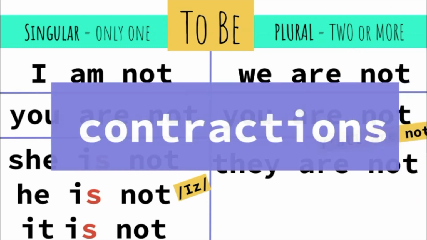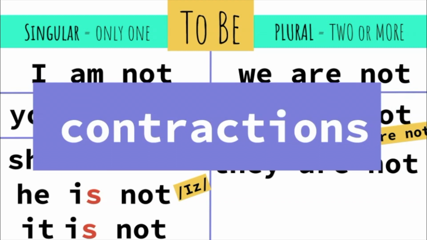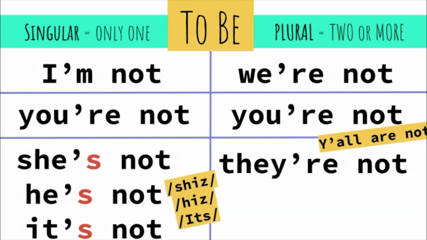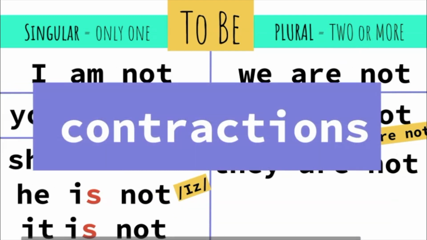Let's take a look at the negative to be with contractions. I'm not. You're not. She's not. He's not. It's not. We're not. You're not. They're not. You also might see this one in Durham. Y'all are not. Just a reminder, the T makes the S turn back into an S. It's. More contractions.